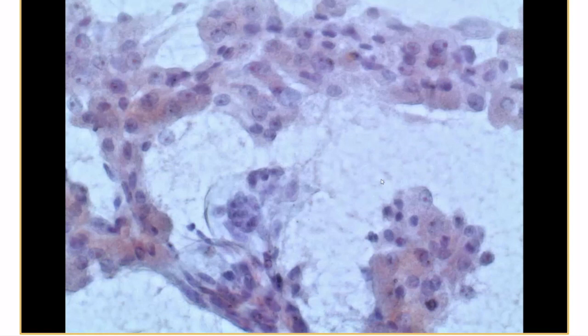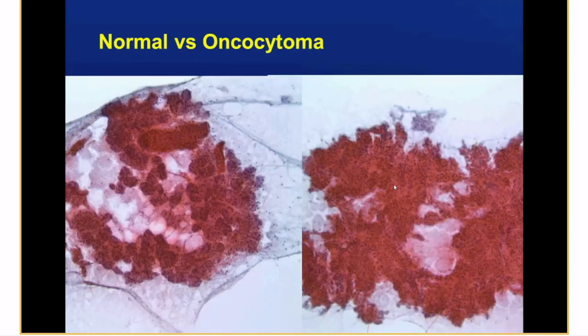On the Papanicolaou stain, it's very nicely highlighting these very hypochromatic looking nuclei, very uniform, with abundant granular cytoplasm. So comparing normal with oncocytoma, in normal parotid gland you should see admixed fat, and you have this more organized architecture of a grape-like structure with some ducts. You don't have fat inside the groups in oncocytoma, and you don't see ducts.